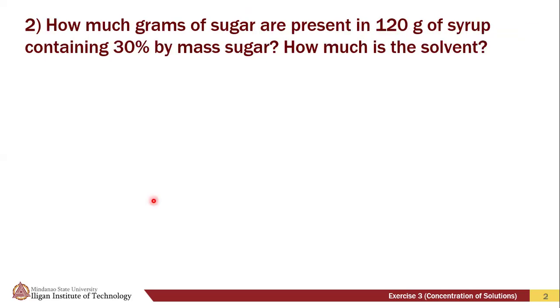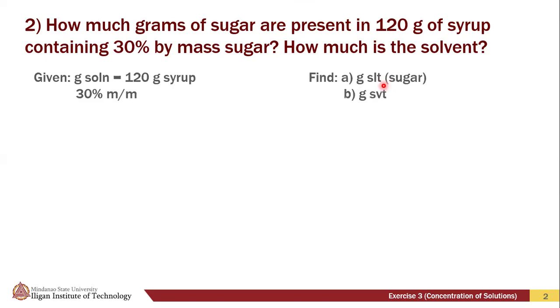Moving forward to question number 2. How much grams of sugar are present in 120 grams of syrup containing 30% by mass sugar? And how much is the solvent? So in this problem, we're given the mass of the solution, and we're also given the concentration of our sugar solution. We need to find the masses of our solute, which is the sugar, and our solvent, implied to be water since it's not mentioned.